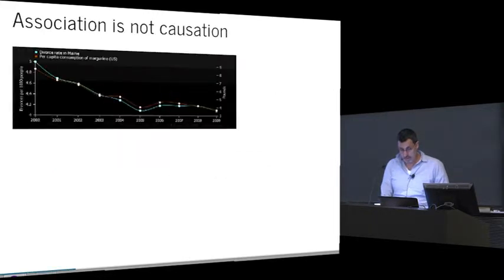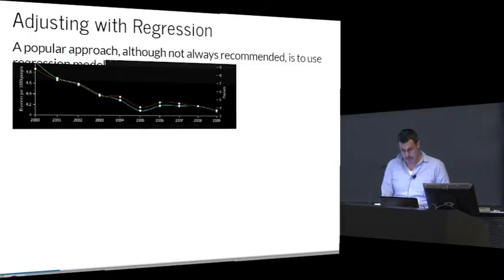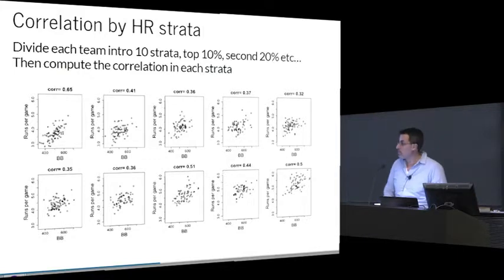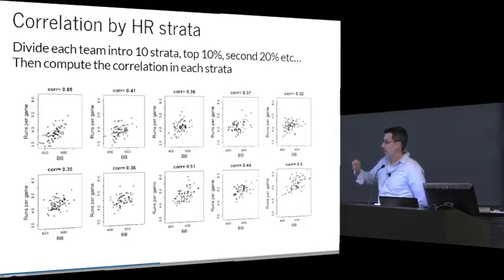So here's a picture. Here's a type of analysis you can do to check for this, and you want to be doing this when you're worried about such things. What I'm going to do now is take each team and split teams by how many home runs they hit.